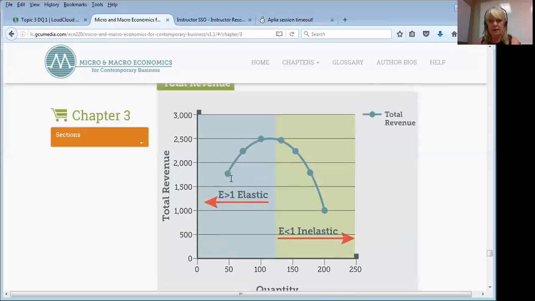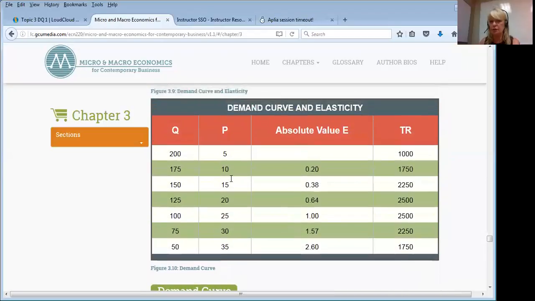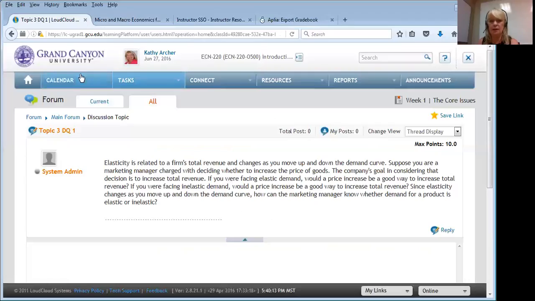So with that said, we understand now that the answer to the question is not "it depends on what you're selling." The answer to the question is, where are you on that demand curve? So back to the question. Since elasticity changes as you move up and down the demand curve, how can the marketing manager know whether demand for a product is elastic or inelastic?